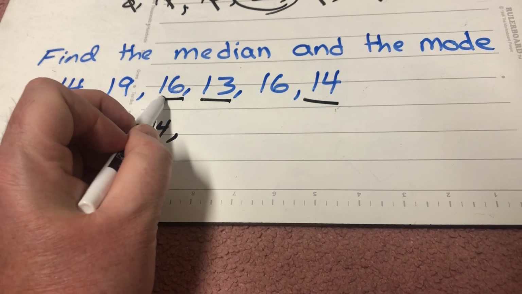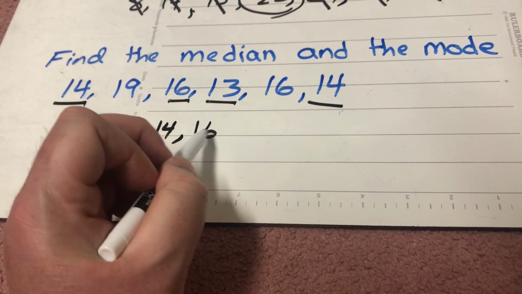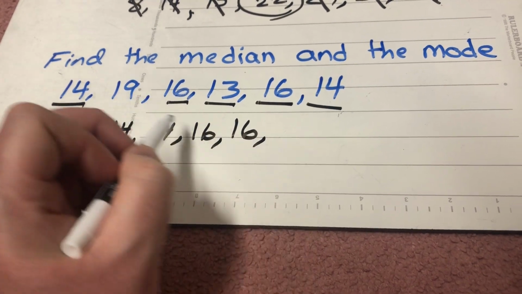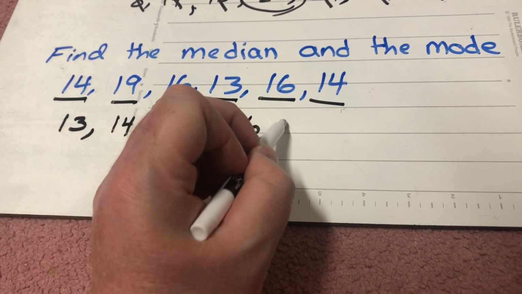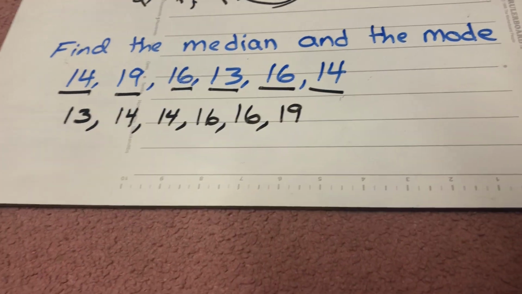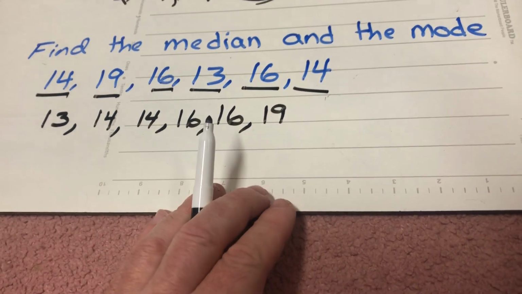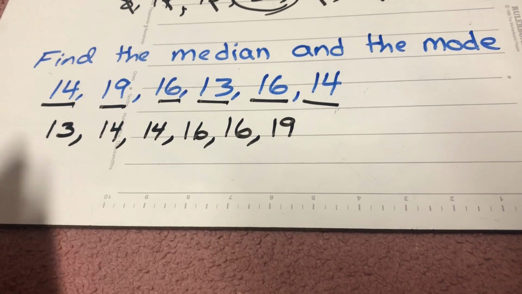And then I've got 16. And then I've got another 16. And then I'm going to finish off with 19. So I've got 13, 14, 14, 16, 16, 19. So I want to find the clear middle number.